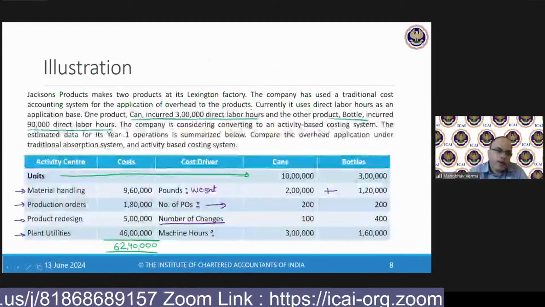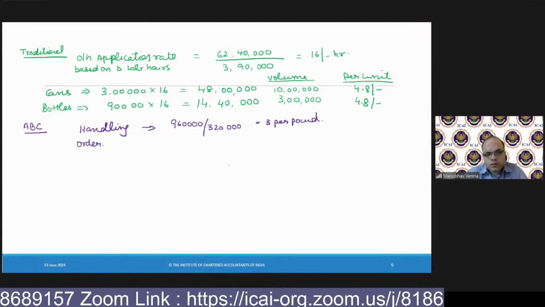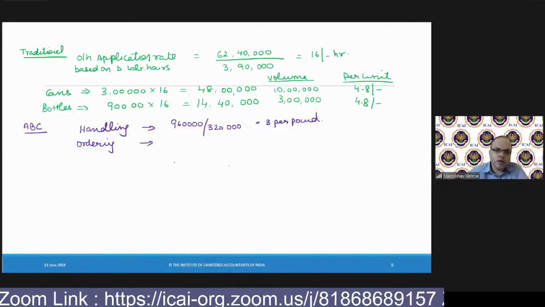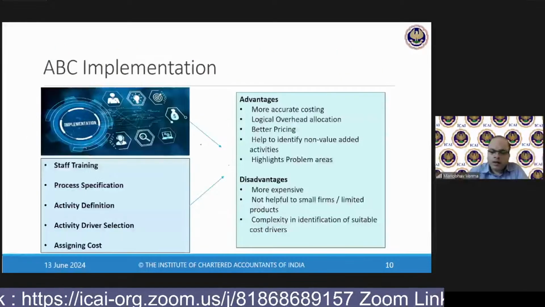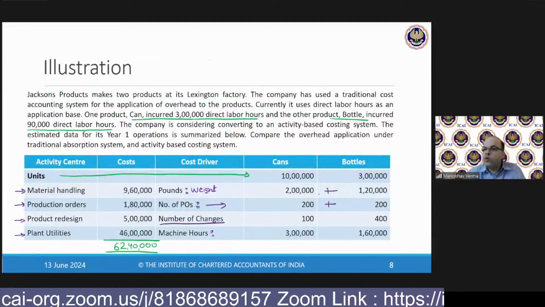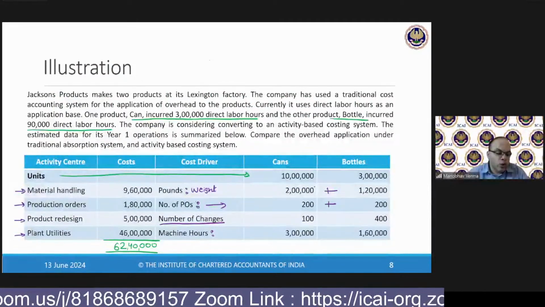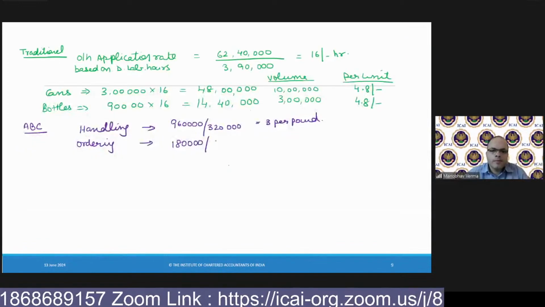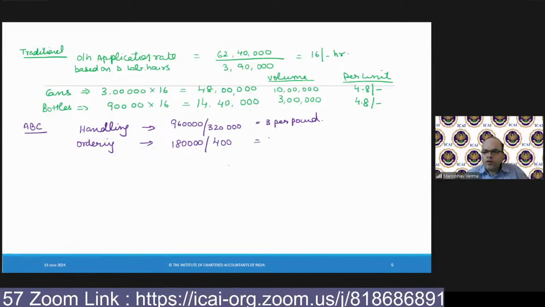Similarly, we are looking at production orders. Ordering cost is given to us as 1,80,000, and the number of orders is given to us as 200 and 200, like 200 each for cans and bottles. So that means we are looking at a total of 400 here. So this comes out to 450 per order.